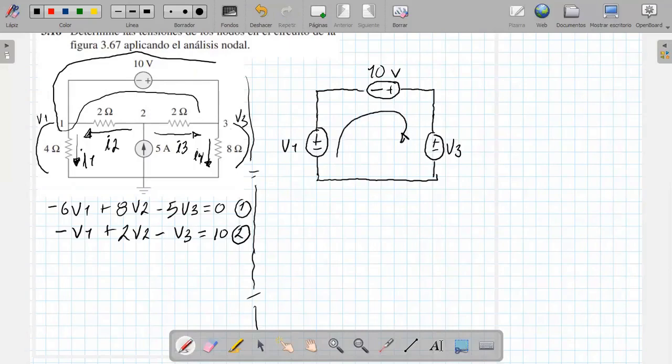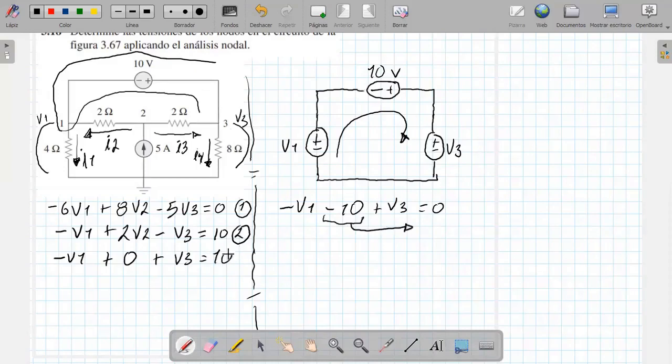Well, now what I have left is to do the analysis. The KVL here tells me that it would be minus V1, minus 10, plus V3 equals 0. Then I organize it, and I have my next equation that I'm going to put here, which would be V1 plus 0 volts at V2 minus V3, passing the 10 to the other side, equal to 10. So I already have here what would be our third equation: V1 minus V3 equals 10, right?